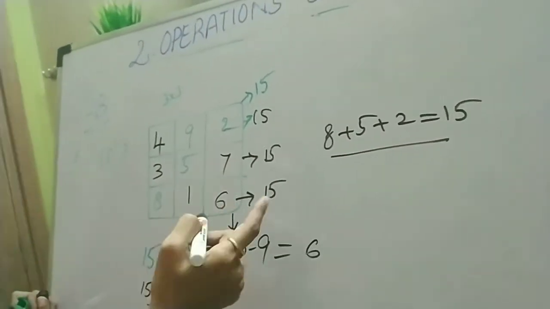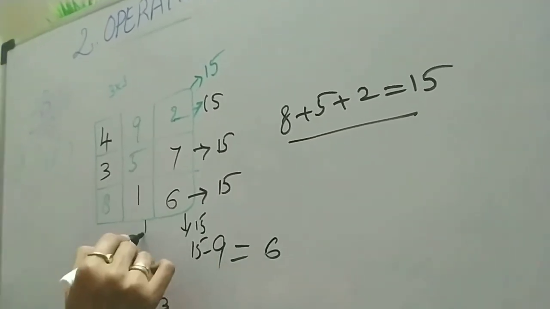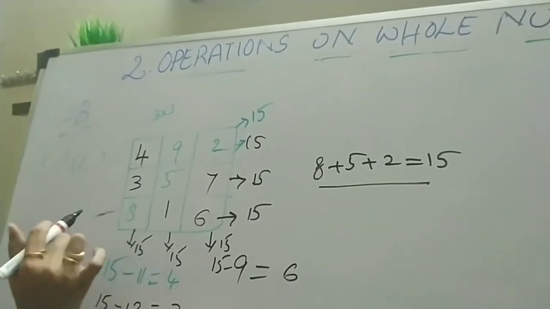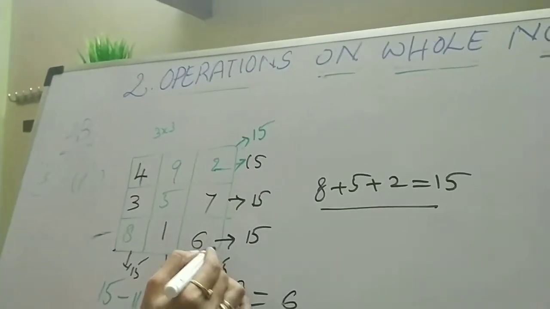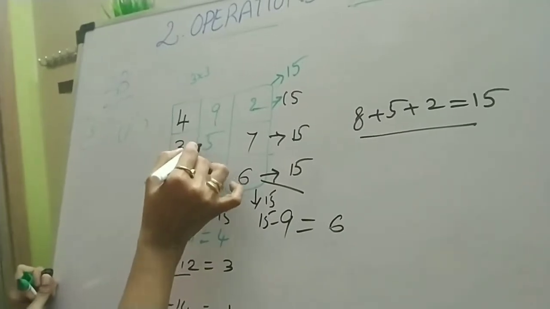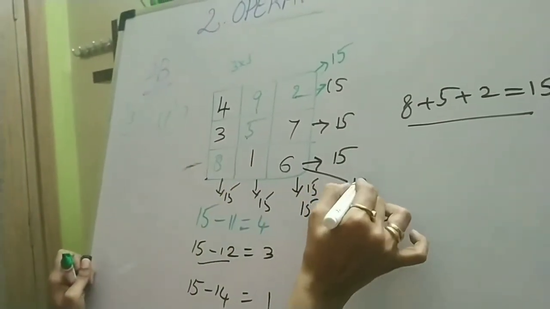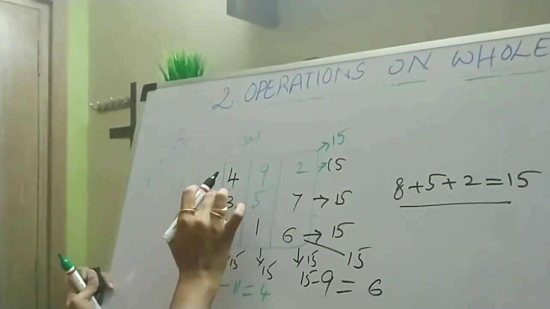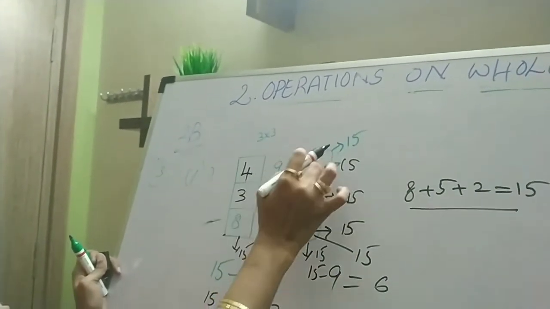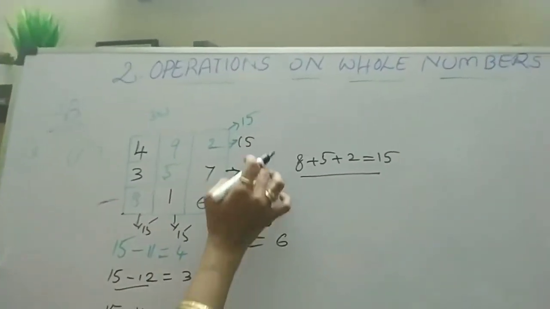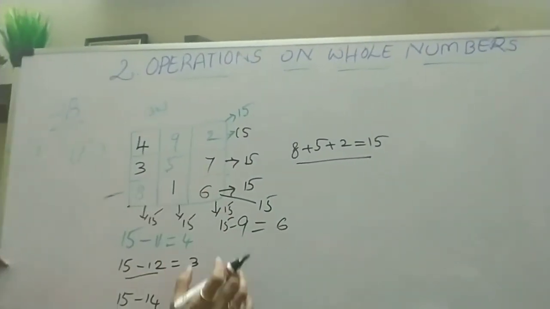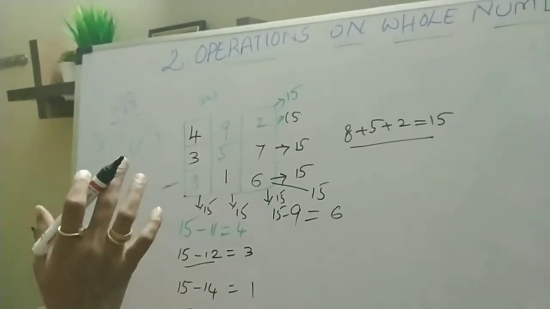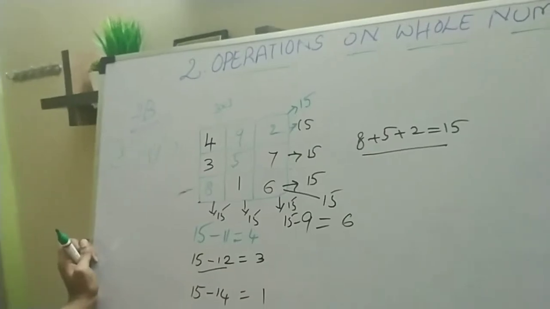8 plus 1, 9 plus 6, 15. This is also 15. This is also 15. This is also 15. And diagonally we did, right? This also, diagonally 4 plus 5, 9 plus 6, 15. So in every horizontal row, in every vertical way or in diagonal way, you are getting 15 only. That is your pattern. So observing this pattern, we can fill the remaining numbers.